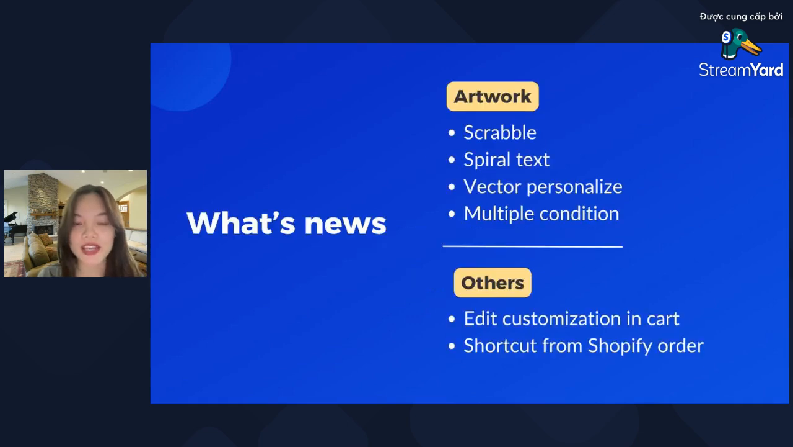Today I'm going to show you how to make the most of these latest updates. We're going to check out three latest personalization options, which are Scrabble, spiral text, and vector personalize, and a new way to set up the condition setting within the artwork. And there are two other updates from the storefront, especially in the cart page and from Shopify orders. Now let's dive in.